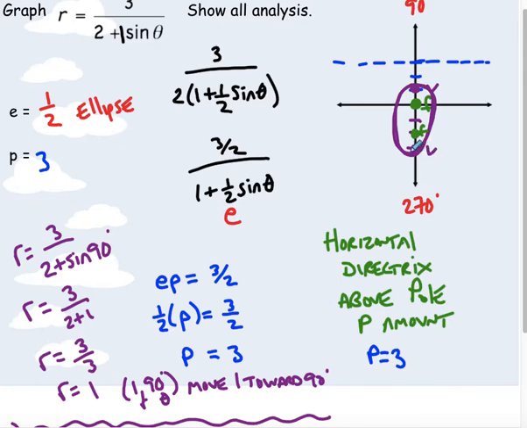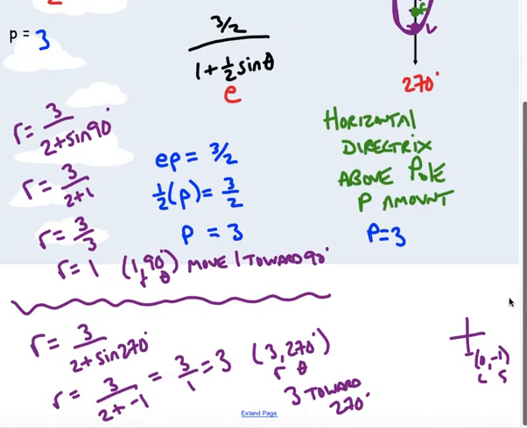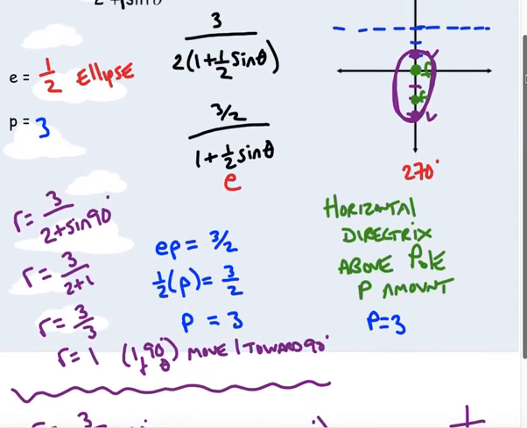I knew that because my directrix was horizontal, my ellipse would be positioned vertically. To get the two vertices, I had to plug in an angle that represents going up vertically or down vertically. Up vertically is 90 degrees and down vertically is 270 degrees. That's why we plugged in a 90 and a 270. And that gave us the two polar coordinates of our vertices.